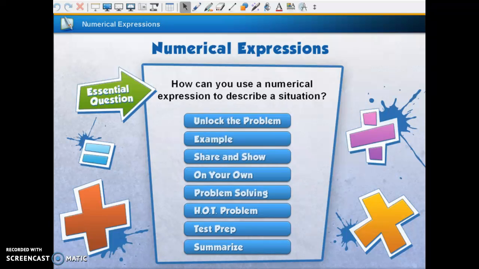Right, today we're looking at math lesson 1.10, or 1.2. It's numerical expression. How can you use a numerical expression to describe a situation? There's the key. You're just going to describe the situation. You're not going to solve it. You're just going to describe what is happening.